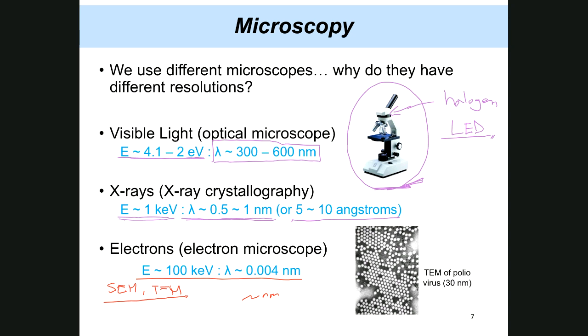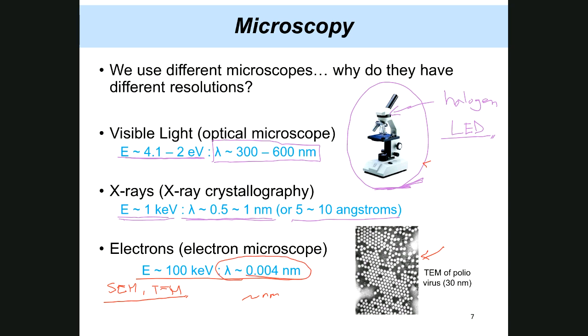Then you might be wondering, why are there so many different types of microscope with different light sources? If you look at here, you can see a clear resolution difference between a general optical microscope and the TEM or SEM images. Usually the electron microscope has much, much higher resolution. That is because the light source that we're using has much shorter wavelength.